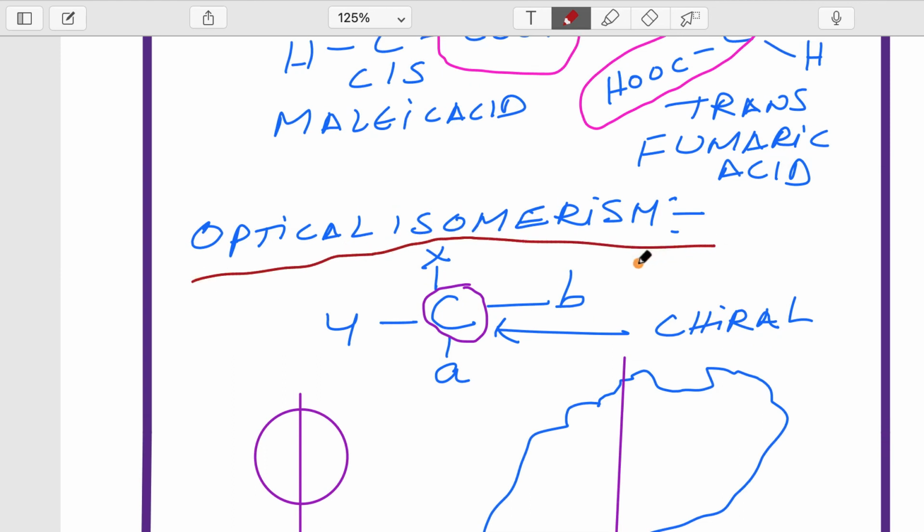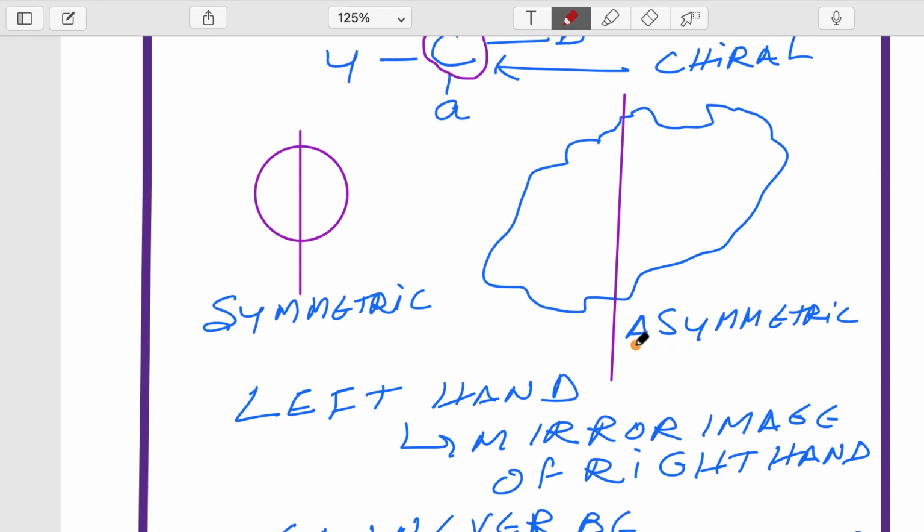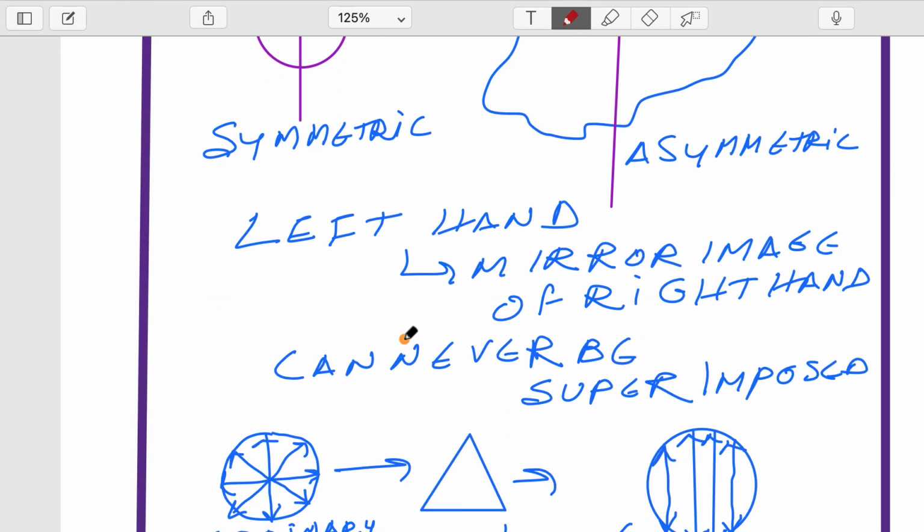We talked about the asymmetric carbon, the chiral center. We have shown the symmetric object and asymmetric object. We also talked about the comparison between the left hand and right hand. The left hand is the mirror image of the right hand, but they can never be superimposed.